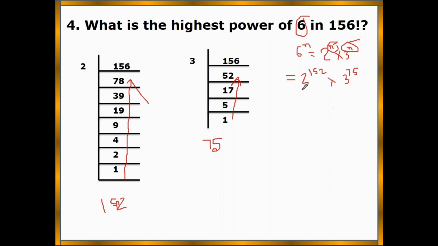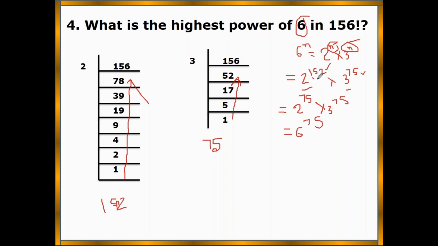Listen. 2 power is always higher and 3 power is always lower. There are 75 threes and 152 twos. We need the combination of 2 and 3 to get the 6 power. It means that out of 152 twos, we can use only 75 twos with 75 threes together to form 6 power 75. I think someone has a doubt.